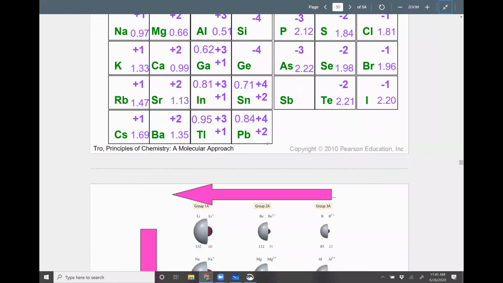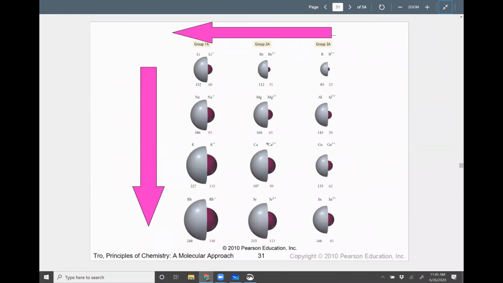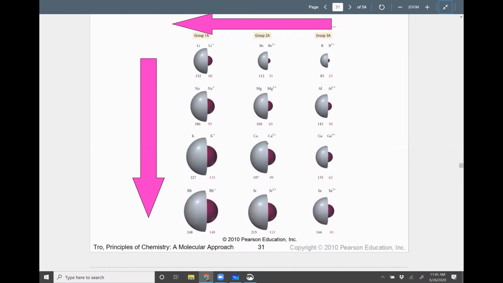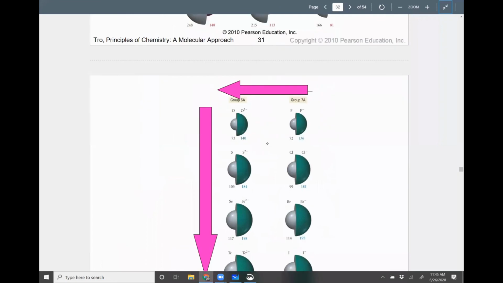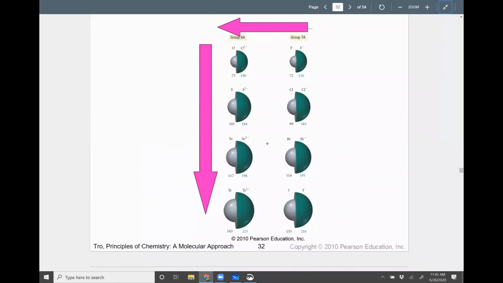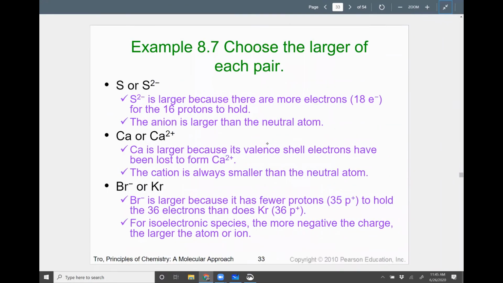So this is going to cause two different things to happen. Positive ions, because they're losing electrons, are actually going to get smaller than their neutral counterparts. But the trend is still going to be the same. They're still going to get bigger as they go down and smaller as they go across. However, once we get over to the negative ions, they are going to be bigger than their neutral counterparts.